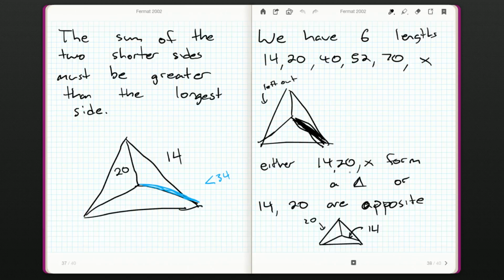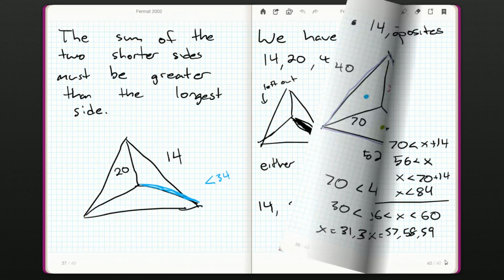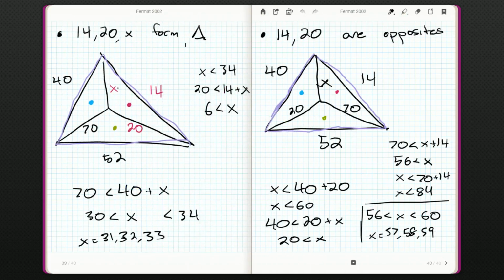Either that or 14 and 20 cannot be part of any triangle. Okay, that makes sense. So if they're not part of any triangle, then they have to be opposite on this tetrahedron. And those are the only possibilities. Either they form a triangle or they don't. If they don't form a triangle, then they're opposites. There's no other location they can be. And if they do form a triangle, then they have to form a triangle with that x, because none of the other numbers will cut it. So we put our 14, our 20, and our x. We did that first case. We got one triangle here. And as long as these 2 inequalities worked out, then we're satisfied. Okay. So that worked out fine.